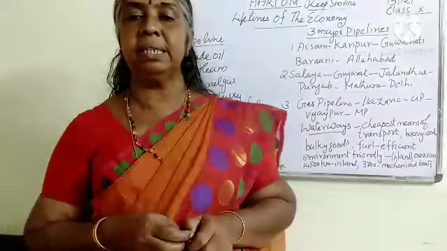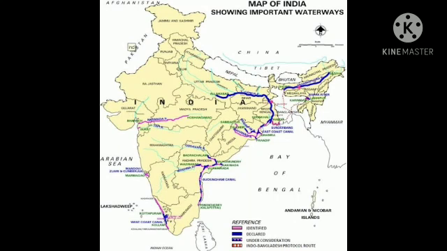Now we have to see the seaports and airports because they are the map questions. So I will show you one by one with the help of the map, and I will explain. Okay. So we have seen that waterways are the cheapest means of transport. So there are five inland waterways. So we can see one by one.